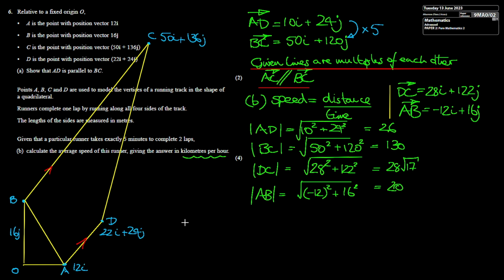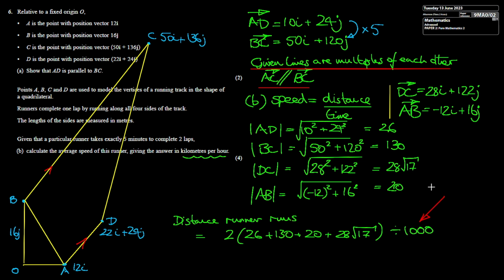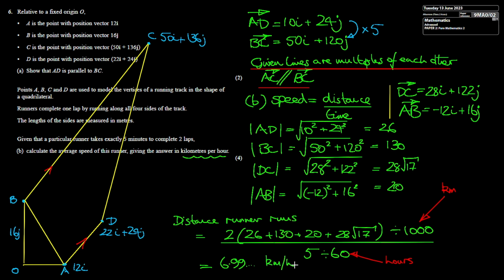So bringing all this together, I get that the distance is equal to all of these added up, and we've got to multiply those by 2. We've got to divide that sum by 1,000 to get to kilometers, and that's divided by the time, which we're told was 5 minutes, and we've got to divide that by 60 to get to hours. Pop that all into a calculator and get 6.99, and on it goes, and this is kilometers per hour.